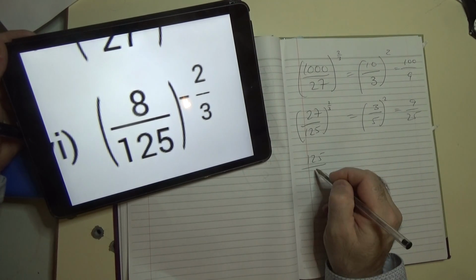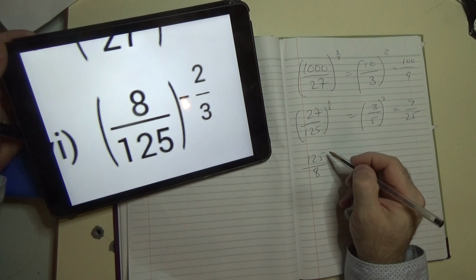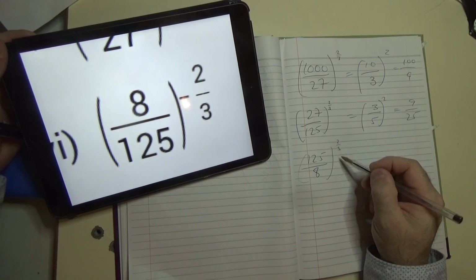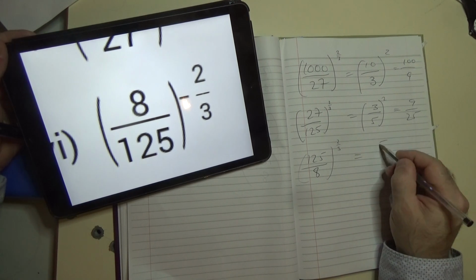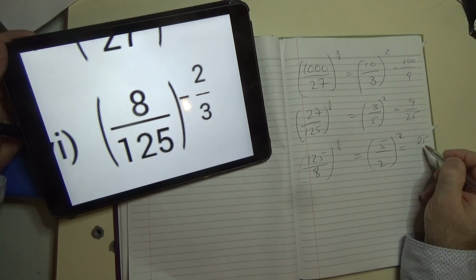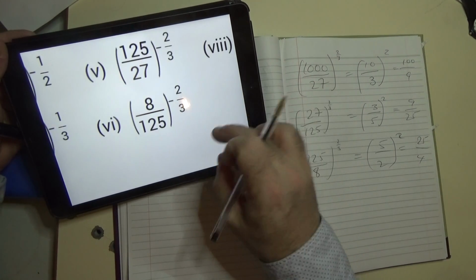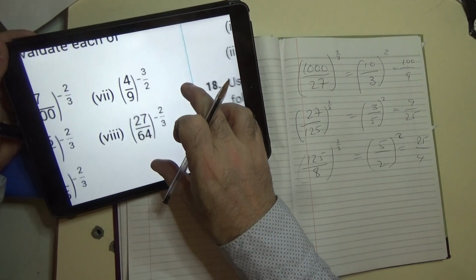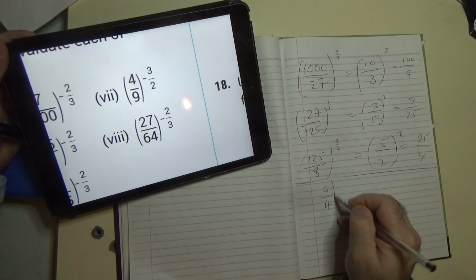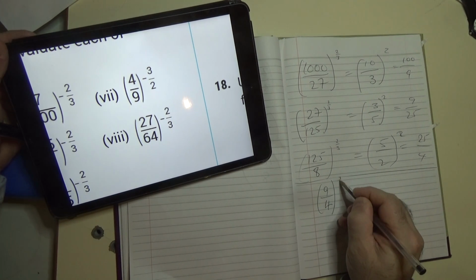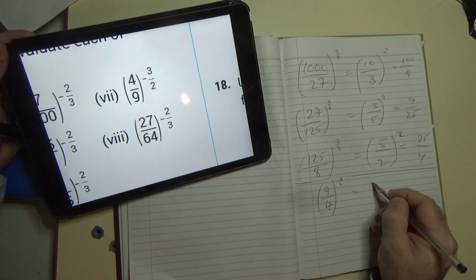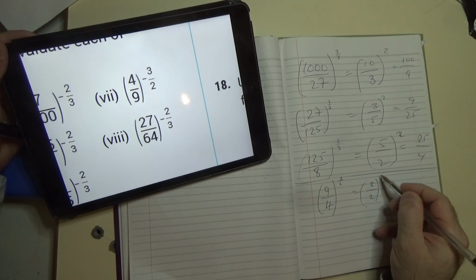Flip the fraction. Change the sign of the power. Don't flip the power, okay? Distribute the third. Distribute the squaring. Two to go. Let's squeeze them in here. Flip the fraction. Change the sign of the power. Take square roots, do cubing.